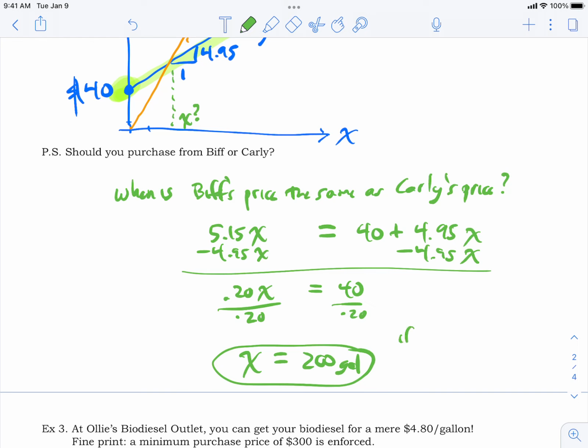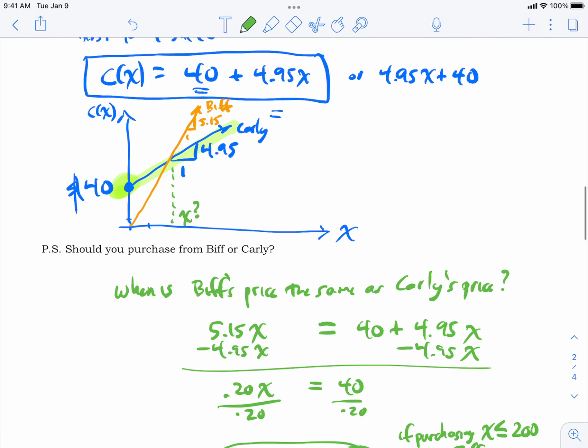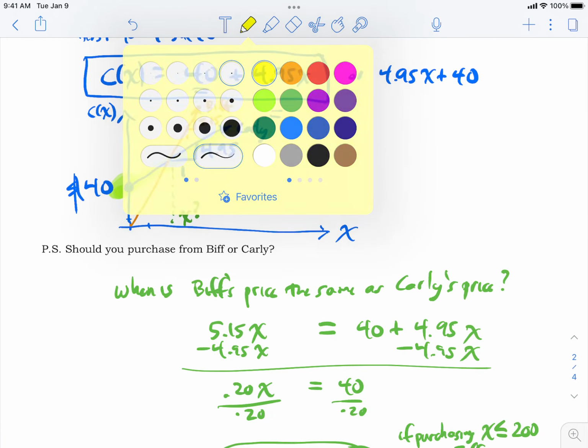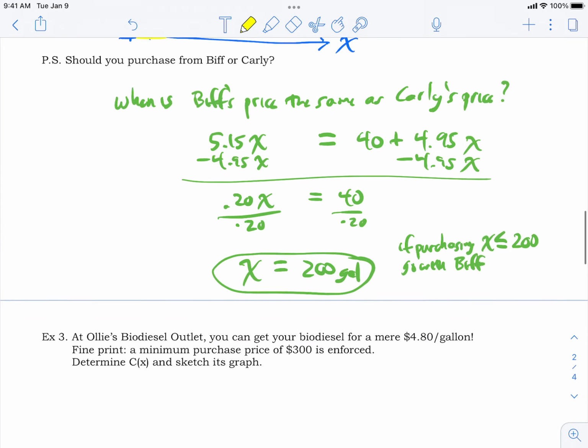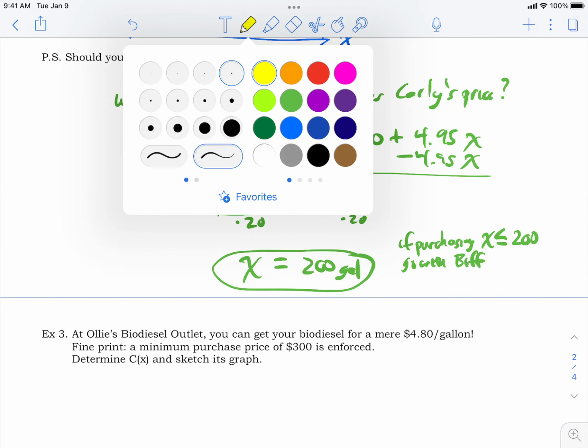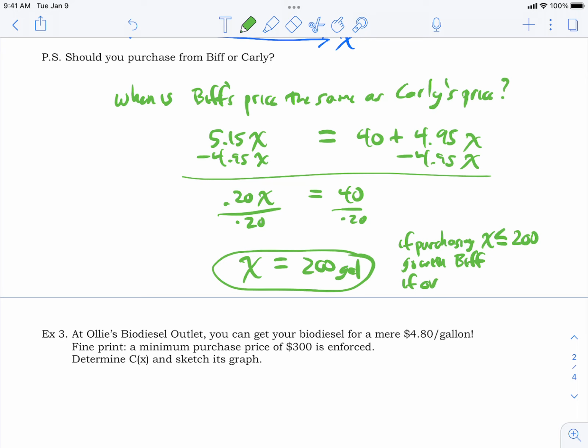So, if purchasing 200 gallons, go with Biff. Let me make sure I said that right. Check my graph again. If I'm buying less than 200 gallons, I should go with this guy, which is Biff. Right. Otherwise, if over 200, go with Carly. There's our official answer to this question.